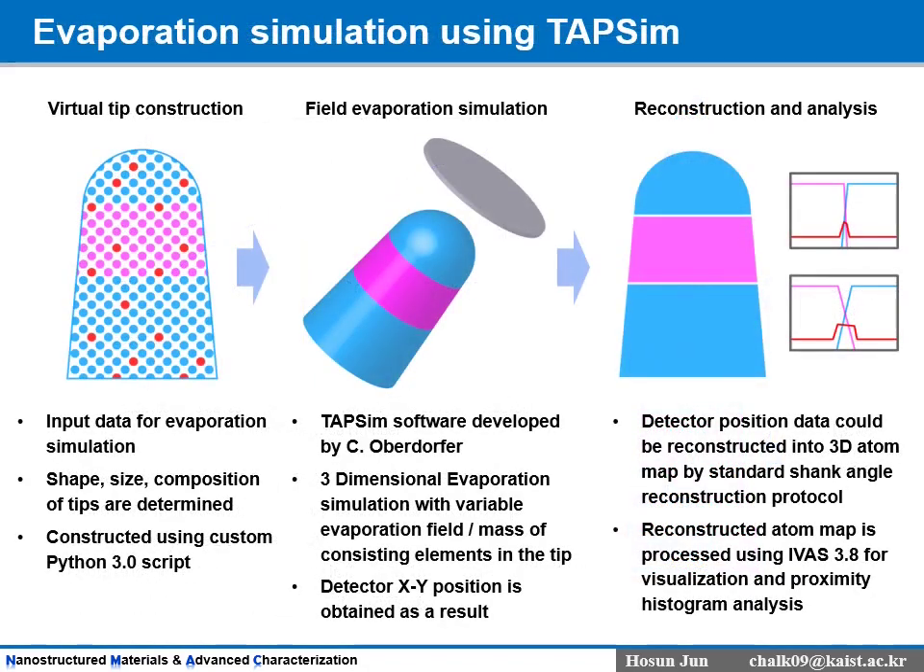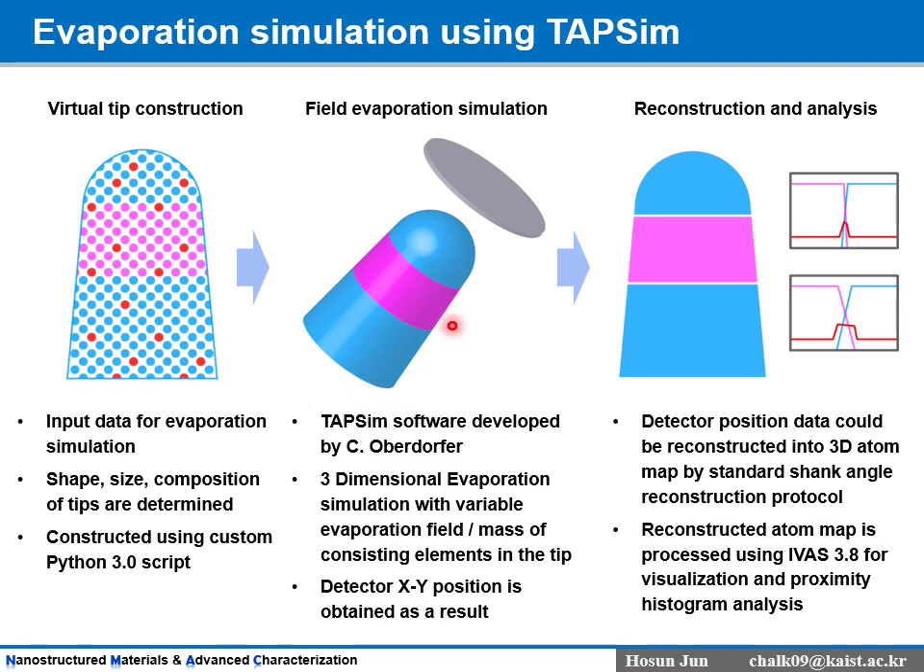So, to confirm that the peak height difference is an artifact caused by the local magnification effect, evaporation simulation was conducted using APTM software developed by Christian Oberdorfer. As a first step, a virtual tip as input data for the evaporation simulation was constructed with a Python script. And second, field evaporation simulation with the synthesized virtual tip was conducted using APTM software developed by Christian Oberdorfer.